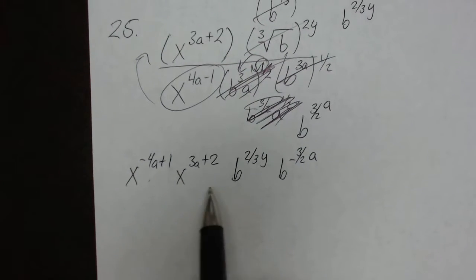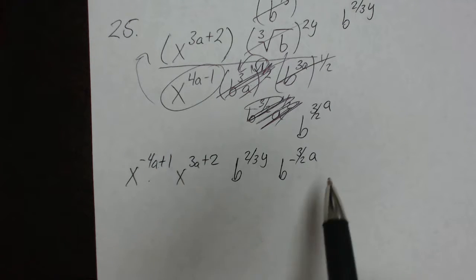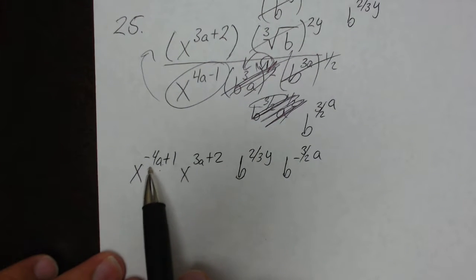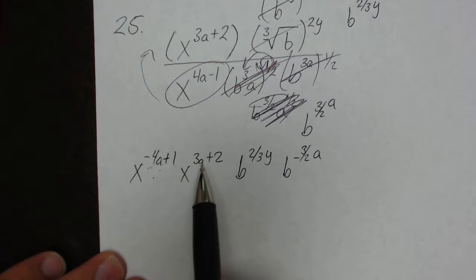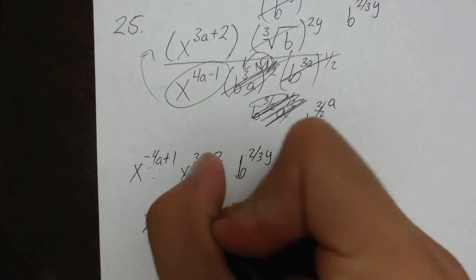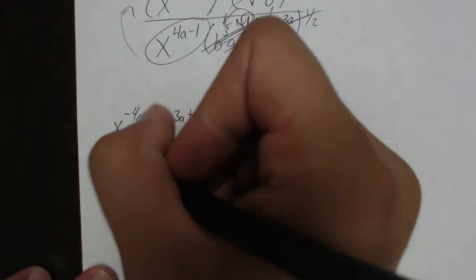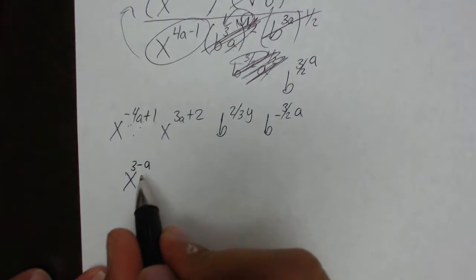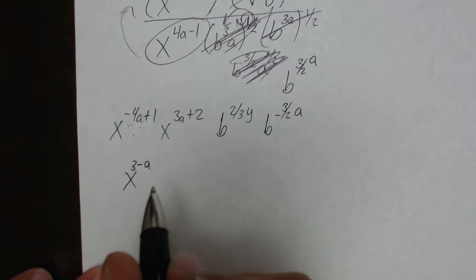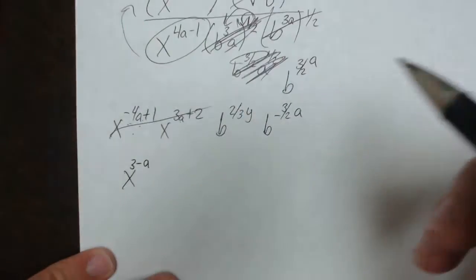Alright, now we can combine these because this is all multiplication. They're all being multiplied, so we combine them by just adding the exponents. Now when it comes to adding these x's, we have like terms. Negative 4a plus 3a are like terms, so when we combine those, we just get x to the power of negative a. Then 1 and 2 add up to 3, so we could just write this as x to the power of 3 minus a, or we can put negative a plus 3. I'm just going to write it as 3 minus a. I like putting those rational numbers up front. So the x's are complete.